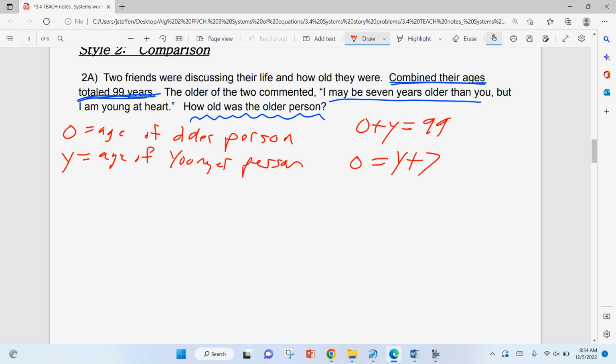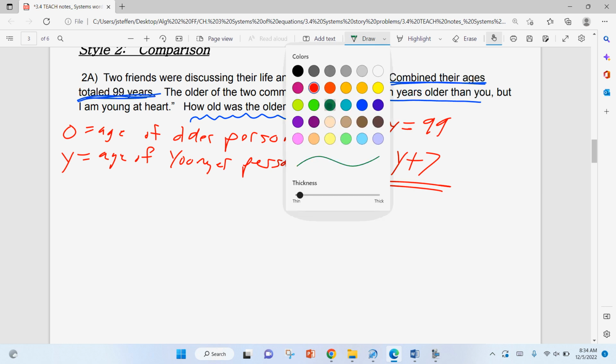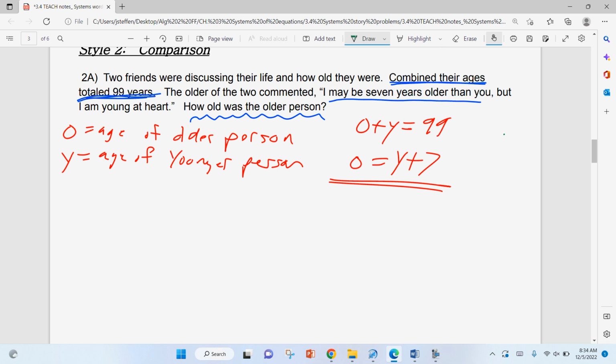So the good news is this one really, you can solve it whichever way you want. If you want to use elimination, you can, but this one really lends itself to using substitution because that O is already by itself. So that's the way I'm going to do this one. So plug O is Y plus 7 into the first O, so we have Y plus 7 plus Y is equal to 99.